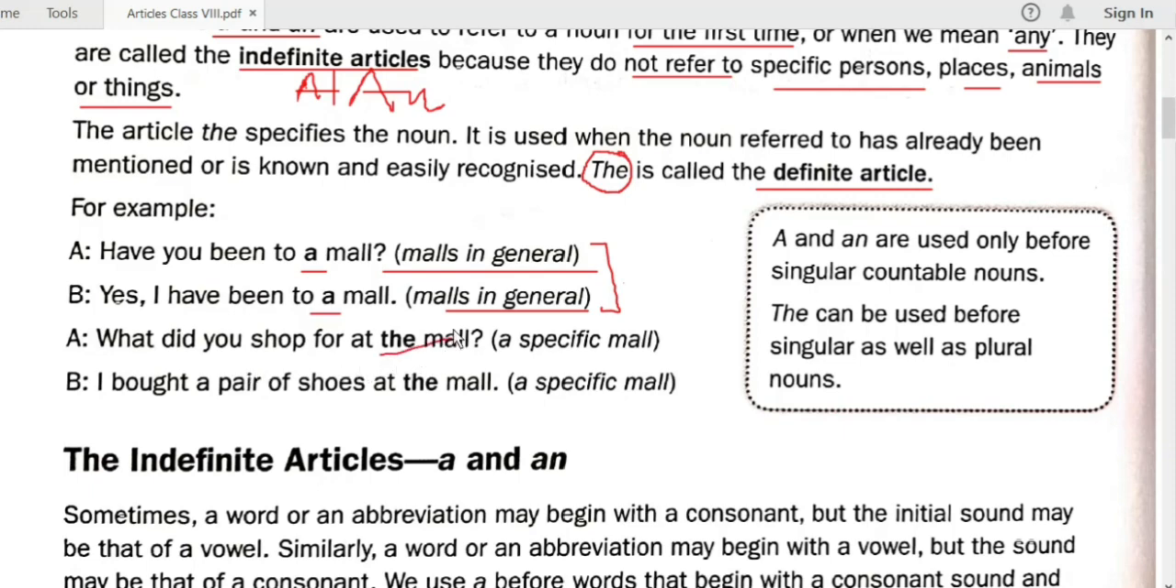Here the mall means talking about the same mall, which they have talked about previously. What did you shop for at the mall? A specific mall which she already talked about. The answer is, I bought a pair of shoes at the mall. Here in this line, this one is the specific mall.